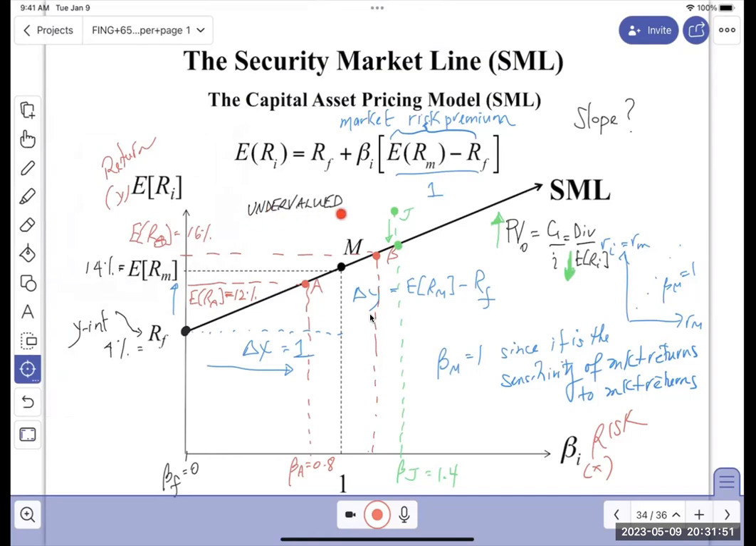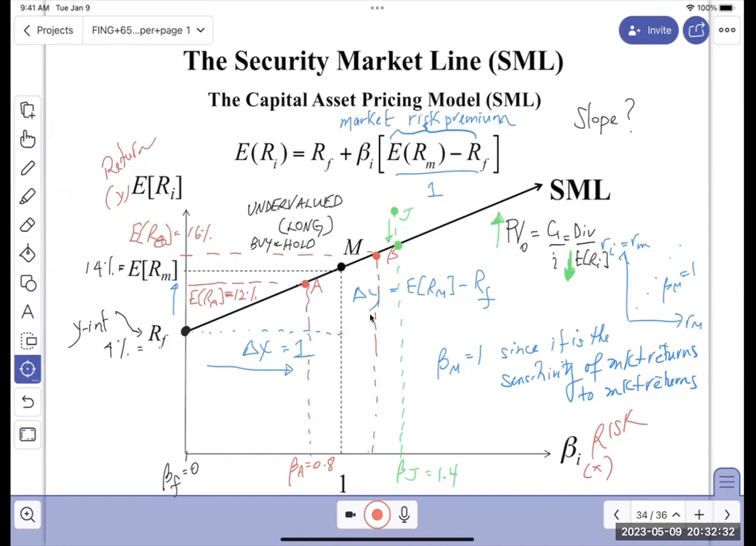Assets that are undervalued, investors will be attracted to, and they will buy them and hold them. So they'll take what's called a long position. They're buy and hold assets. I'll say buy and hold to realize the increased price.